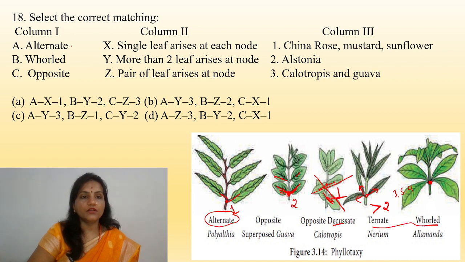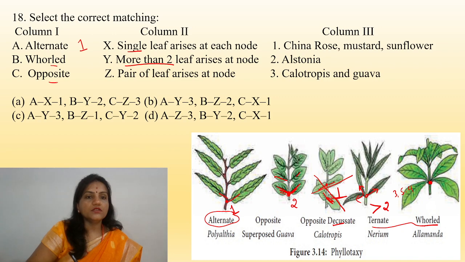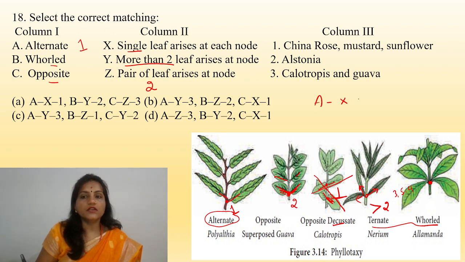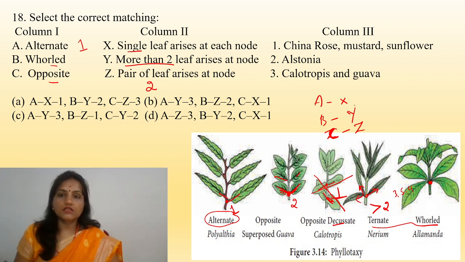In case of alternate, I said it is only one, a single leaf. In case of whorl, it is more than two. In case of opposite, it is a pair of leaves, so two, right? So for A, it is X, correct. For B, it is Y, correct. For C, Z is correct. But this doesn't complete here.